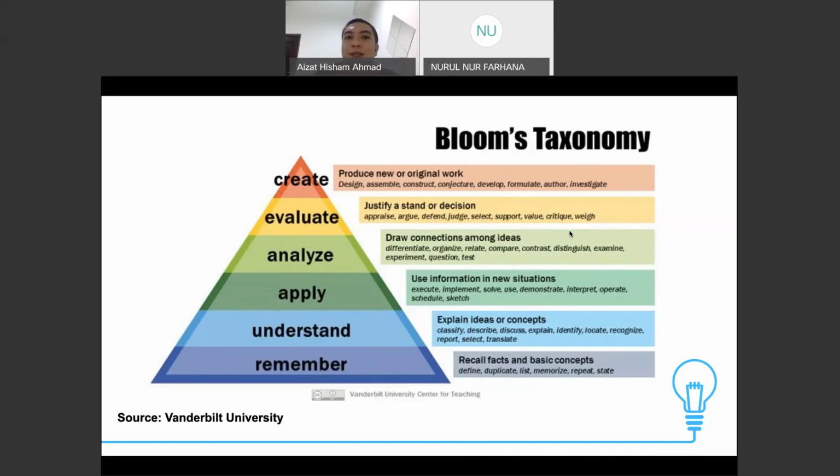If you Google Bloom's taxonomy, there is a lot of information about it, but this is the most straightforward and direct one, which you can understand immediately. So when you create, you produce something, you evaluate.